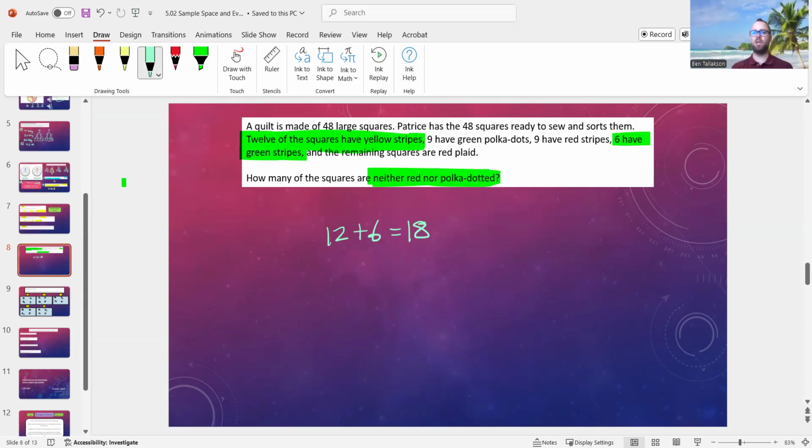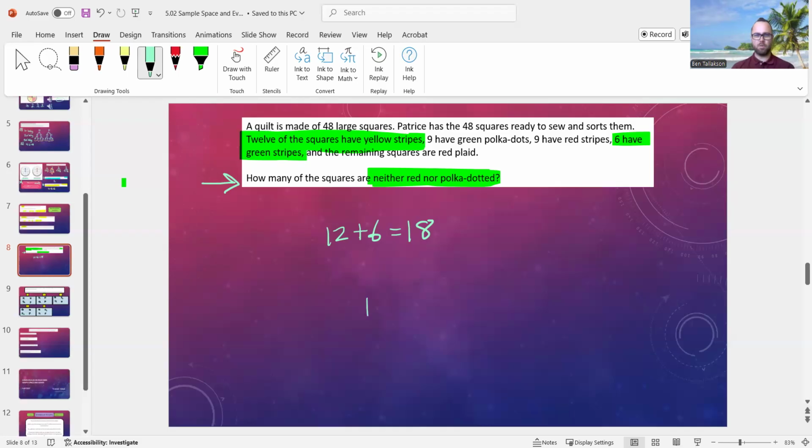Now we answered the question, but let's start talking about probabilities. How likely is something to happen? So let's just say Patrice is feeling adventurous and she's just like, I'm going to throw all the squares in a bag or a hat and I'm just going to pull them out at random. What would the probability be that one of the squares are neither red nor polka dotted?